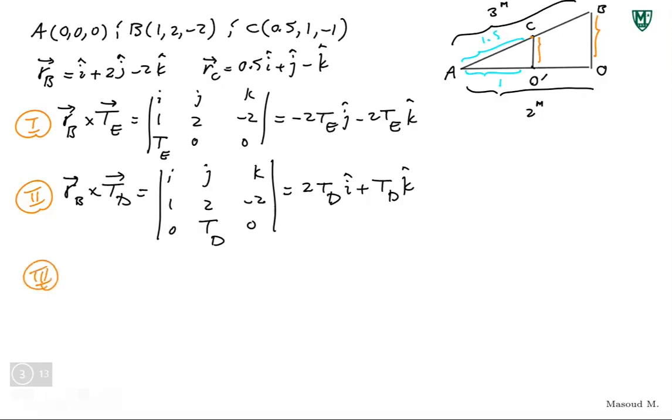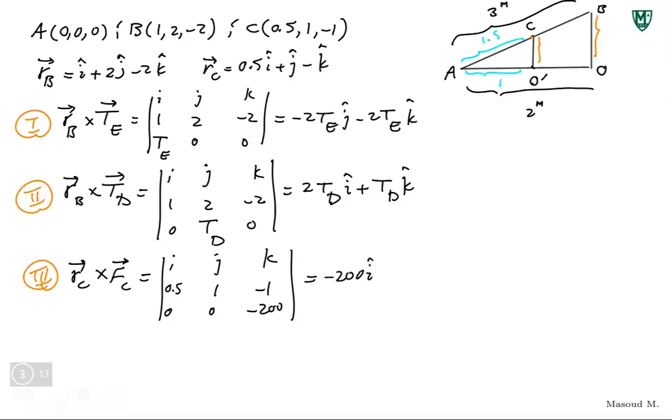Third component, it was RC cross FC, right? So I, J, K, RC is 0.5, 1, minus 1, and FC only had a component in the Z direction, if I'm not wrong, so it was 0, 0, minus 200. Do this one: minus 200 I, and then plus 100 J.